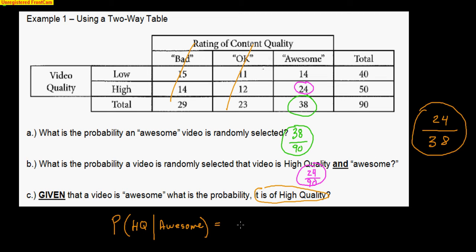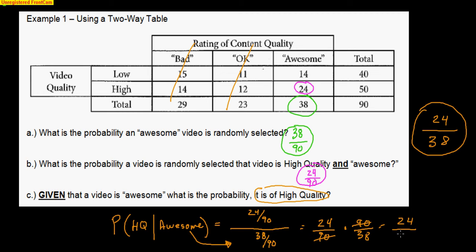Now, I do want to show you that the formula will arrive at that answer as well if you understand math. So on top goes high quality and awesome. Well, we actually already figured that out. 24 out of 90 videos are high quality and awesome. And the denominator goes the condition, awesome. There are 38 out of 90 awesome videos. Now, when I do the math, 24 out of 90, and instead of dividing by the fraction, I'm going to multiply by the reciprocal. Hope you've heard that term before. What happens is those 90s cancel, and I get 24 out of 38. So this proves that you can use the formula to get the answer, or you could just think about it. Given that it's awesome, which means I'm only allowed to look at the 38 awesome videos, 24 of which are also high quality, hence 24 out of 38.